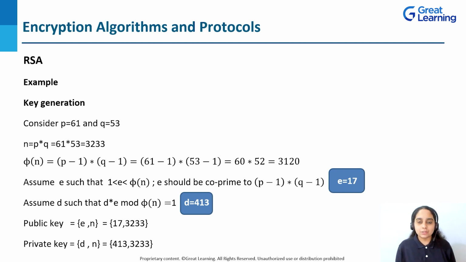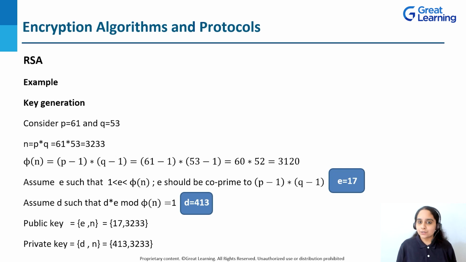Next, we have to calculate the value of n, which is p into q, that is 61 into 53, which is equal to 3233. Next, we have to calculate Euler's totient function, which is (p minus 1) into (q minus 1), which is equal to 60 into 52, that is 3120.